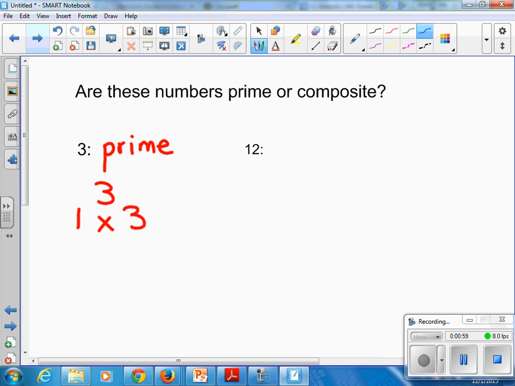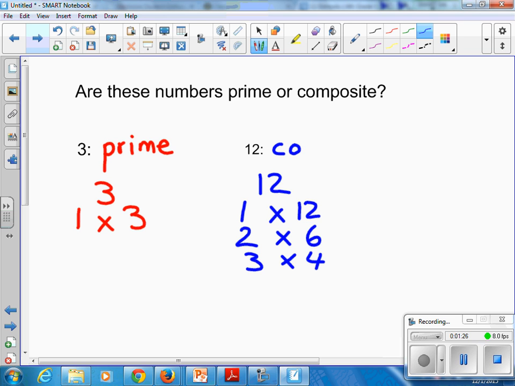Let's do another example. How about 12? Let's list the factors for 12. We always start with 1 times 12. Then we have 2. 2 times what is 12? That will be 6. 3 times what is 12? That will be 4. And I'm done since I have 4 in there. So I have 1, 2, 3, 4, 5, 6 factors. That tells me that the number 12 is composite.